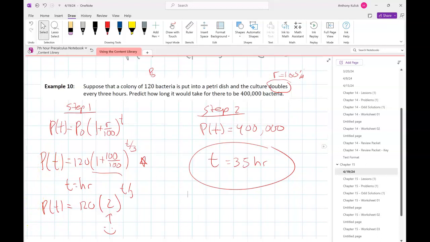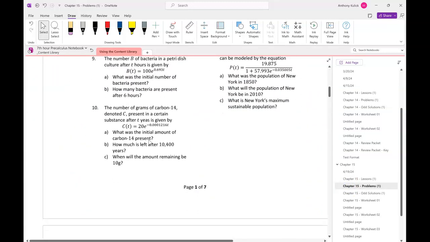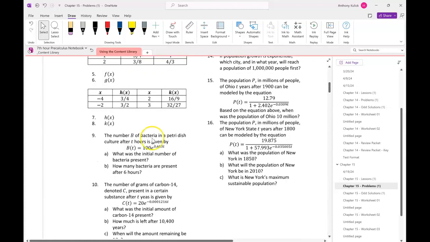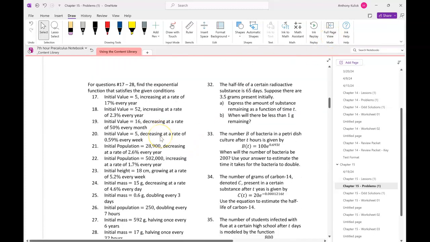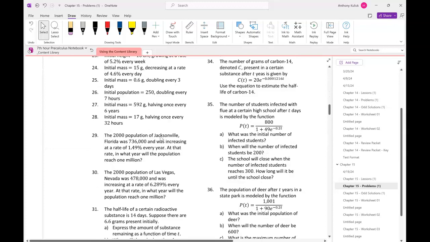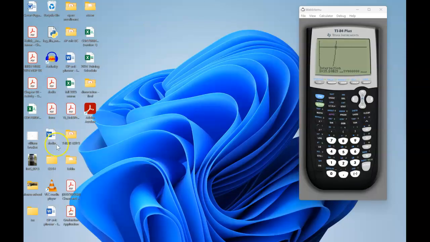But for the next problem set, which is not due till next Sunday, you should be able to do up through 16. No, I lied. Up through 36. Sorry, up through 36.